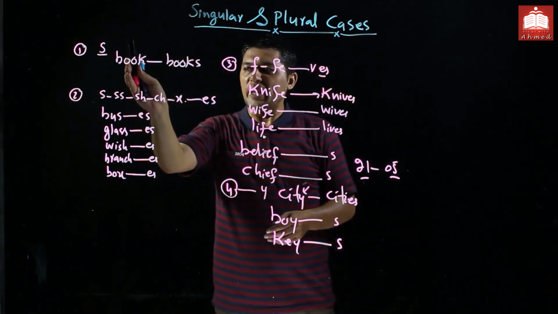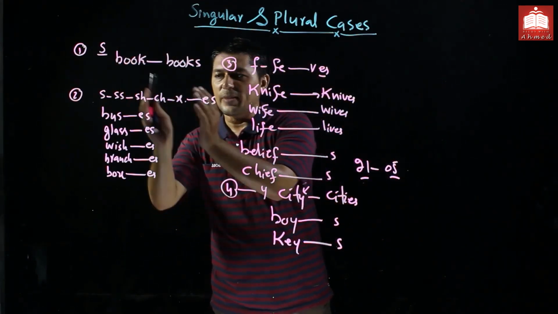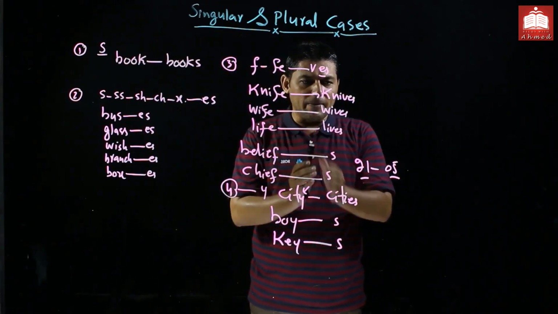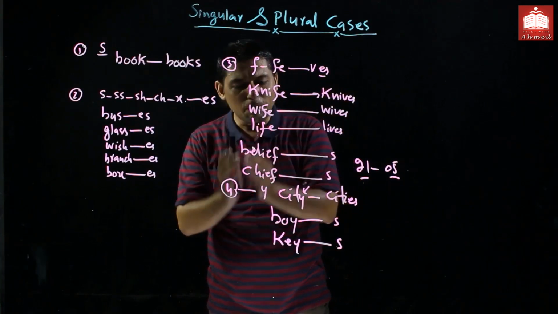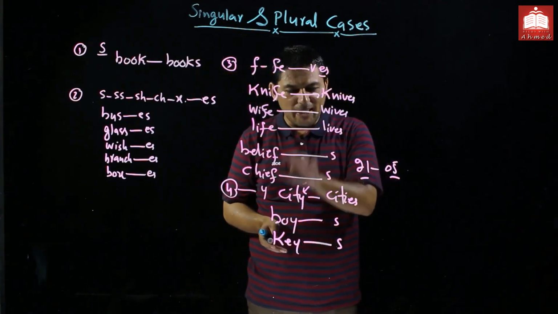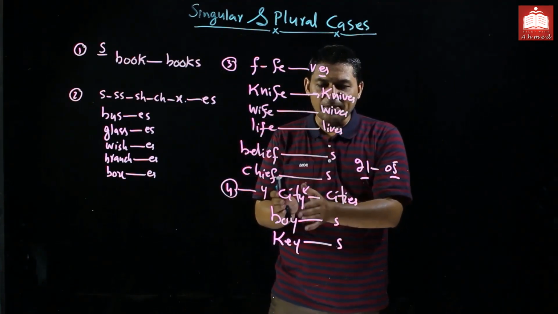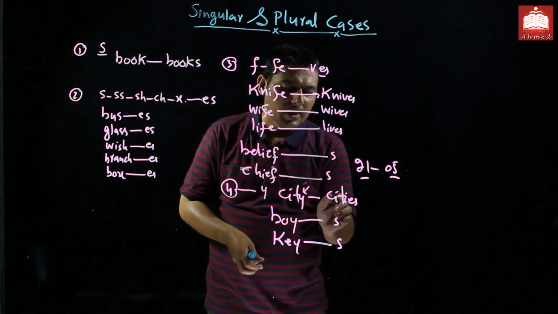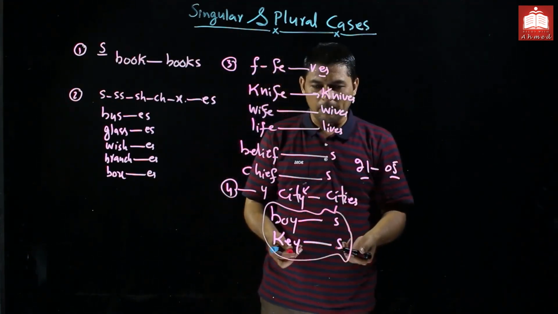Point number one was addition of s. Number two point, es addition in certain situations. Number three, by removing f or fe at the end of a noun and adding ves. Number four point is removing y, if it has a consonant letter before it, then ies. This example, and we have some exception cases. Apart from these two examples, we have more examples.